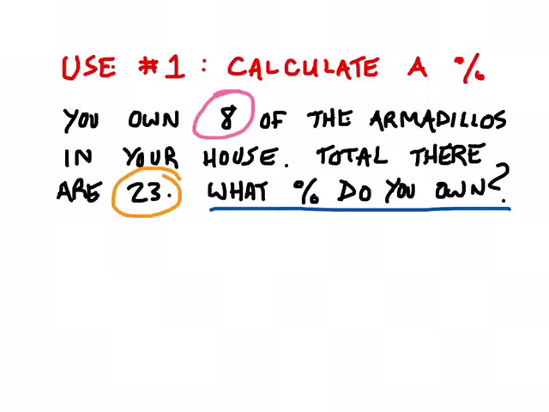So in this case, what percent do you own? That's a pretty good indication we don't know the percent. So here's how I'll set that up. 8 out of 23 armadillos is equal to an unknown percentage.